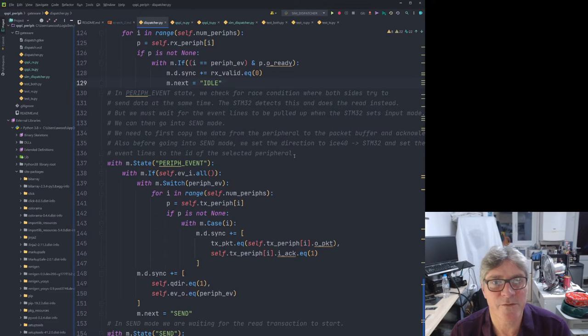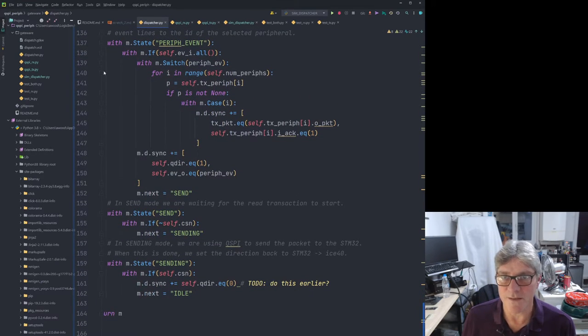On the STM32 side, there's going to be an interrupt on that direction line that's going to be kicked off, which will then read the event ID from those pins and decide what it's going to do with that data once it's ready.